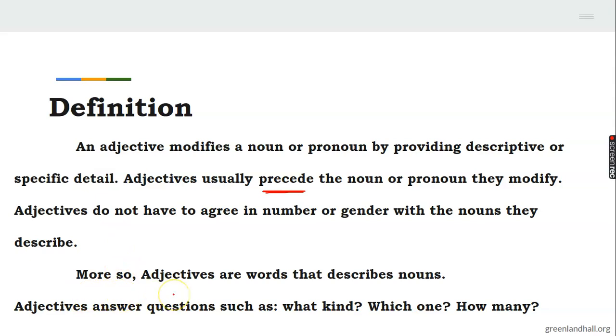Also, adjectives are words that describe nouns. We can say they describe nouns. Adjectives answer questions such as what kind, which one, how many. These are the questions that an adjective answers.